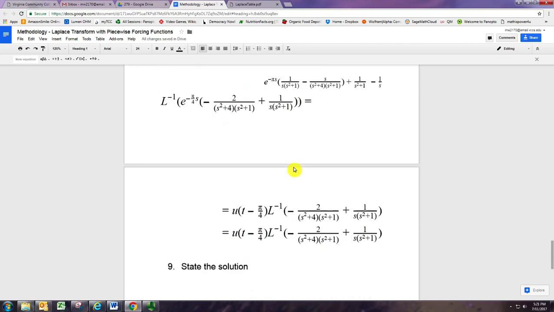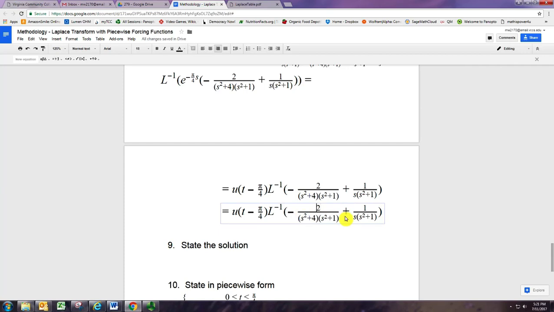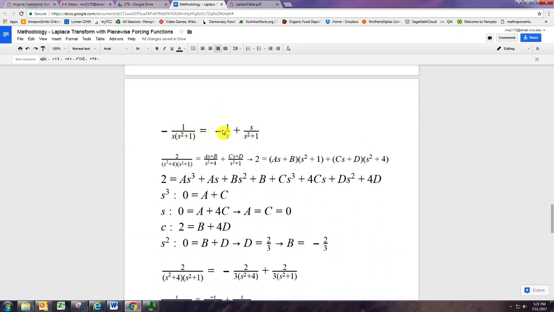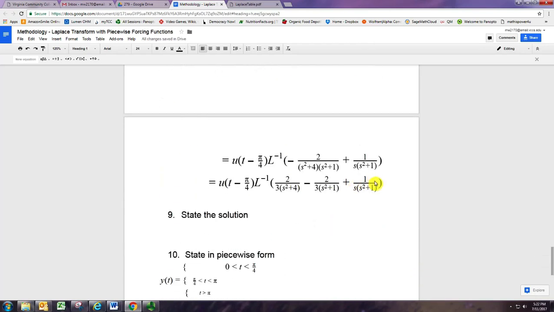There's the first fraction. And that negative sign is going to flip the signs on these two. Right, so the negative sign there. And this one we had earlier as well. And we're actually able to take the inverse Laplace transform of each of these pieces.